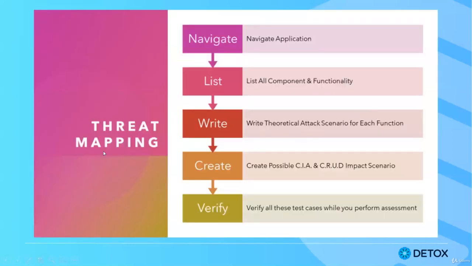Now, since we already had a quick idea of what threat mapping is, let me quickly tell you again what threat mapping is all about. When you do threat mapping, the first step is to quickly navigate the application, navigate all the components and completely navigate each and every functionality. From there, you will get to know that the application has, let's say, 10 functionalities and 20 functions. List down all those functionalities, let's say module-wise.